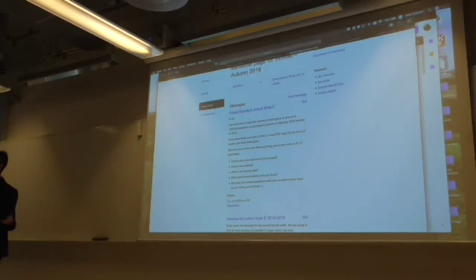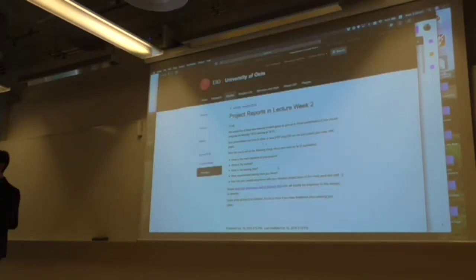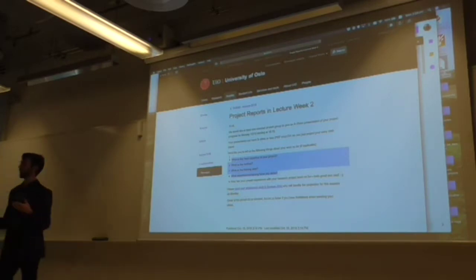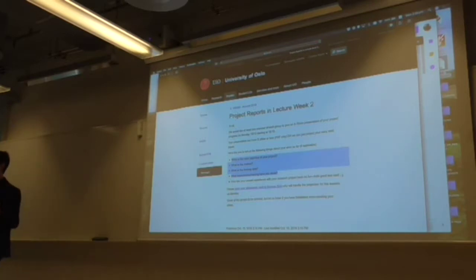There are a few loose questions that would be good to hear from you about your project in that session. What's the main objective? What's the method? What's the training data, if that's relevant? And what experiments have you done? And then a little bit more of a general question about your overall experiences.